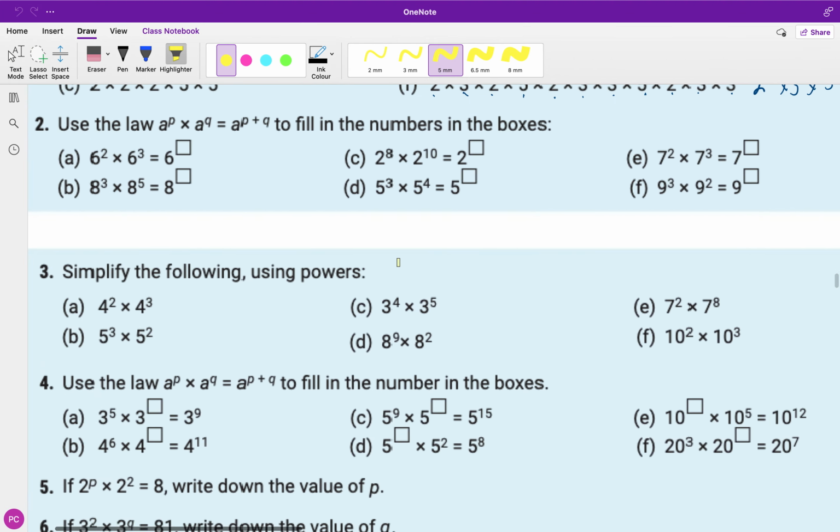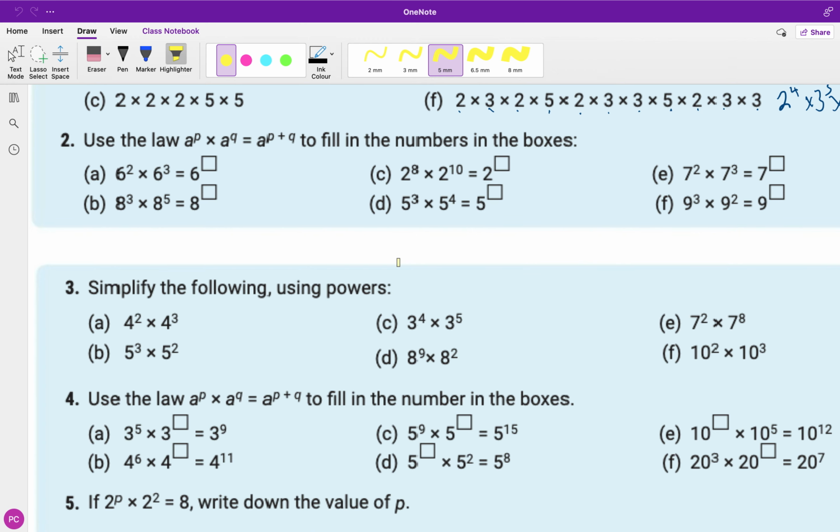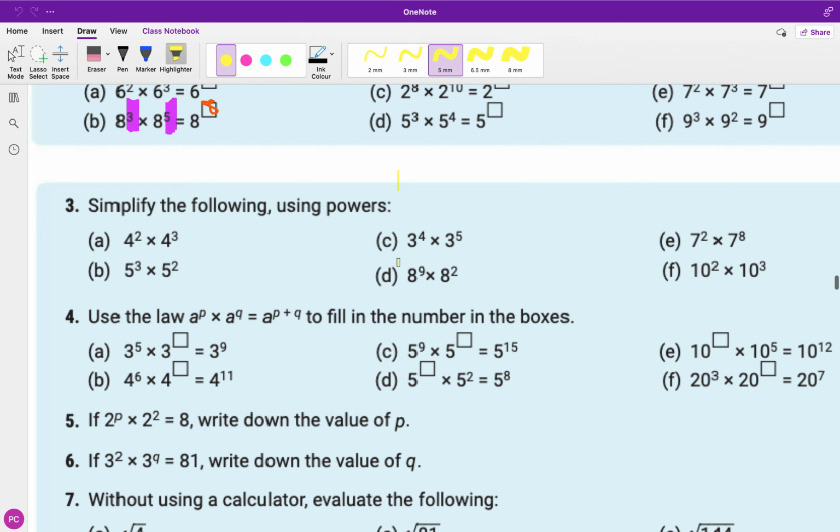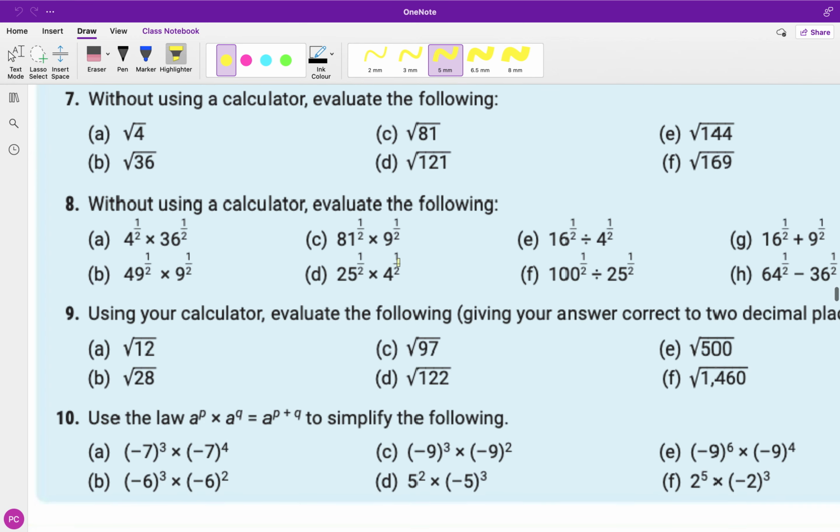Any of these ones here, I'll pick one out of question 2. You're using the same law, and you're just adding the powers every time. So if you have, say, 2b there, 2b says 8 to the power of 3 multiplied by 8 to the power of 5. If I add the 3 and the 5 together, it's going to give me 8 to the power of 8. That's what you're doing for all of them in question 2. And question 3 and question 4 are pretty much the same job.